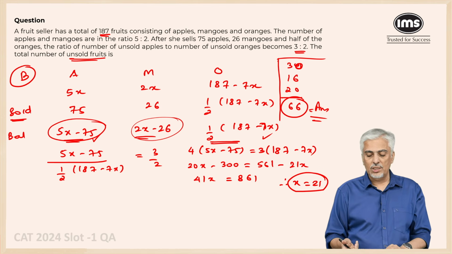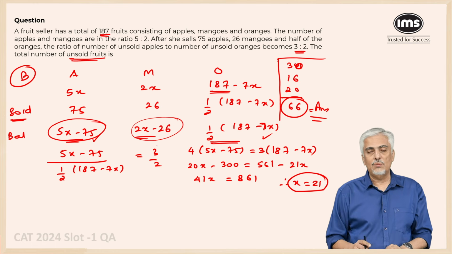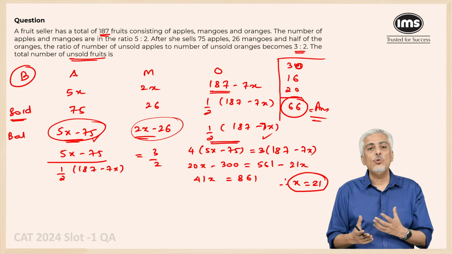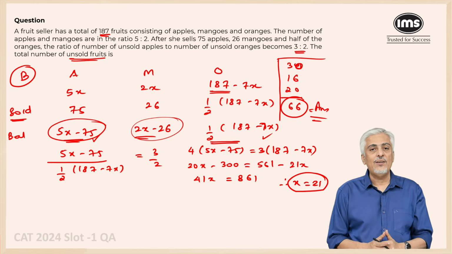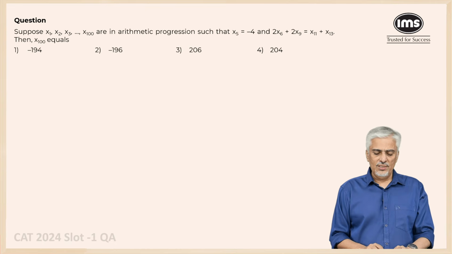Somebody could have also used a third variable over here. So let the total number of oranges be 2y and you would have got two equations to solve, which also was okay. Either way, the number of calculations at the end would have been a little bit tedious. Let's have a look at the next question.